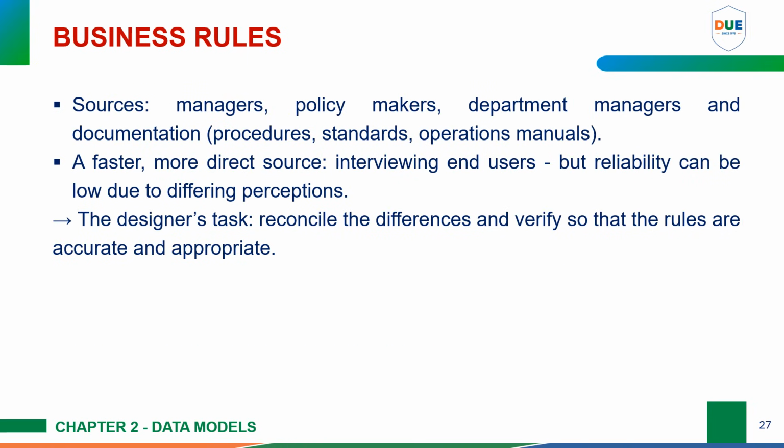Where do business rules come from? The most reliable sources are managers, policymakers, and department heads, along with written documentation such as procedures, standards, and operations manuals. There's also a faster, more direct source: interviewing the end users themselves. But be careful, this can be less reliable, because different people perceive the same process differently. So the designer has an important job here, to reconcile those differences and verify the rules, so that what we end up with is accurate and appropriate for the organization.